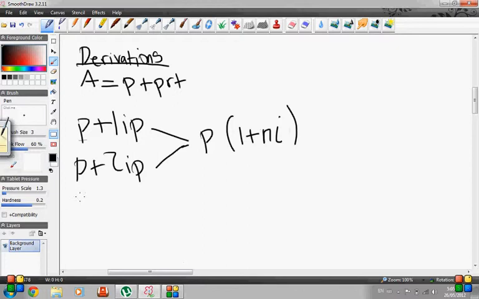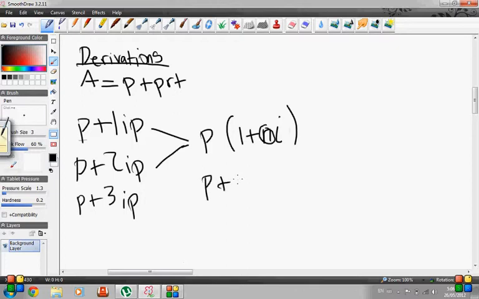So if we go on to P plus 3IP, n would be 3. And if we compare this to this formula, you can see that P is the principal and 1 plus nI is the interest rate, or the interest earned after an n number of years, after say 1 or 2 or 3, or how many number of years you want. So I just factored it out to show you that. Now let's expand it back in.